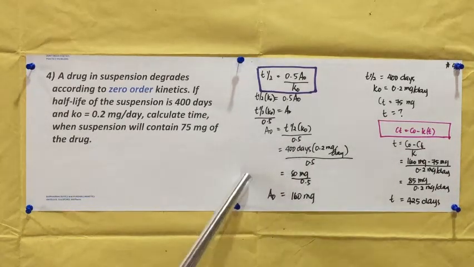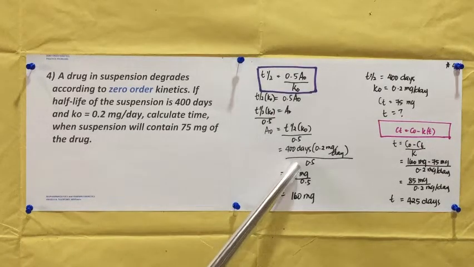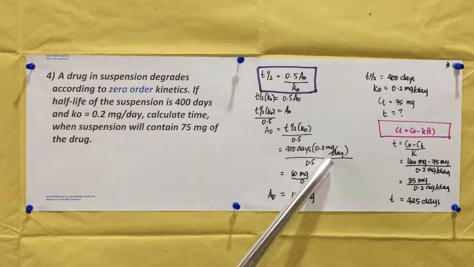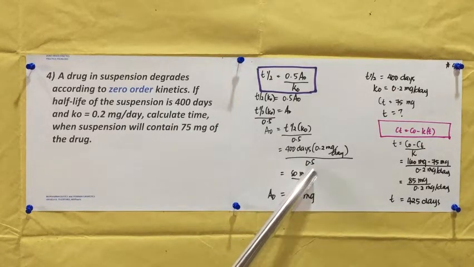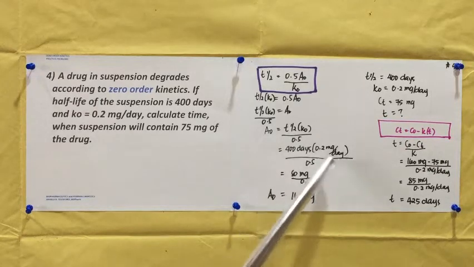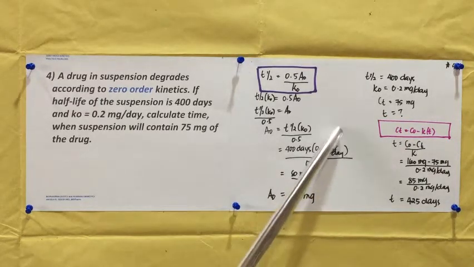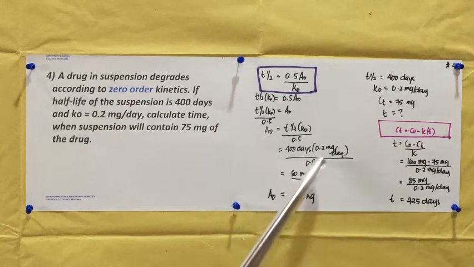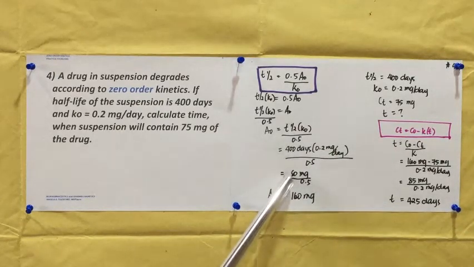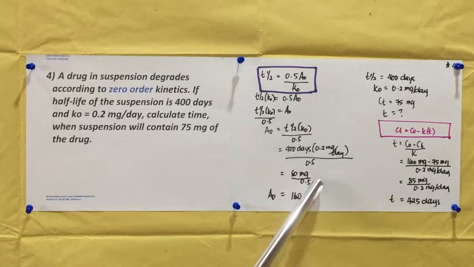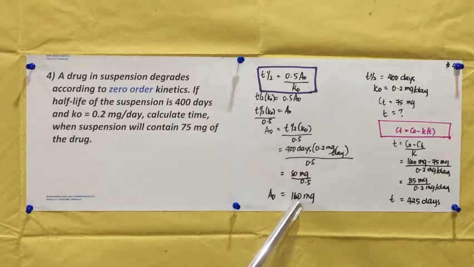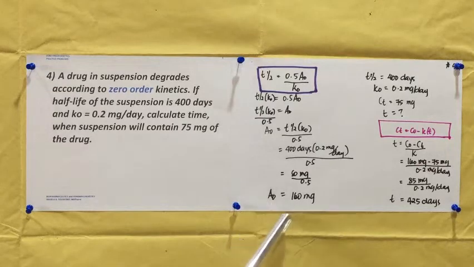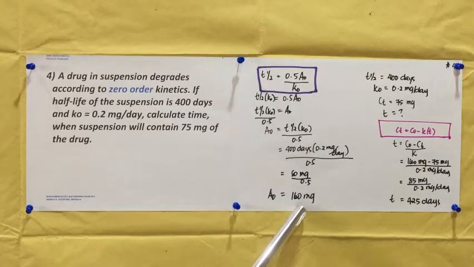So, let us substitute. T1 half is 400 days. KO is 0.2 milligram per day, divided by 0.5. So, we can cancel days and days. What will be left is milligram. So, 400 times 0.2 is 80 milligram divided by 0.5. 80 divided by 0.5 is equivalent to 160. So, therefore, the initial concentration of the suspension at time 0 is 160 milligram.